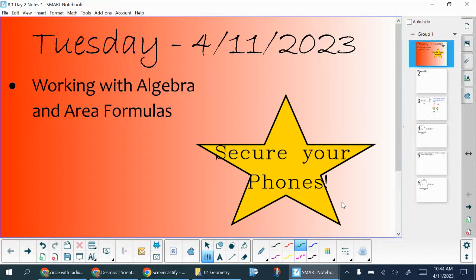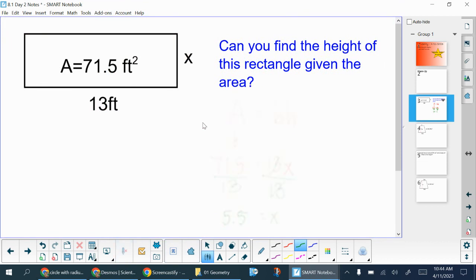Okay, so in this video, we're going to expand on what we did yesterday with area formulas and connect that into some of the algebra that you learned last year. So we're going to be able to solve for some things that we didn't know before. If I start off with a problem like this, where I know the area, but I don't know one of the sides, we're going to have to do a little bit of working backwards.